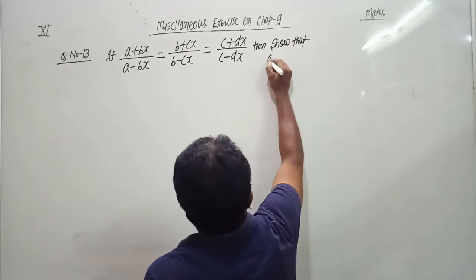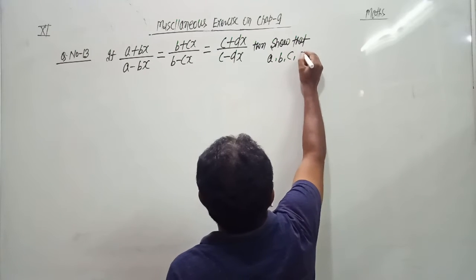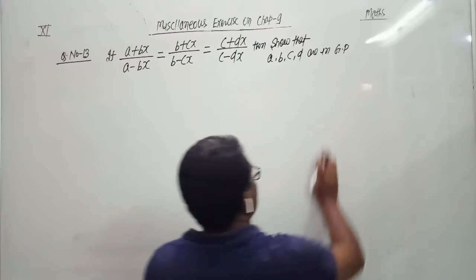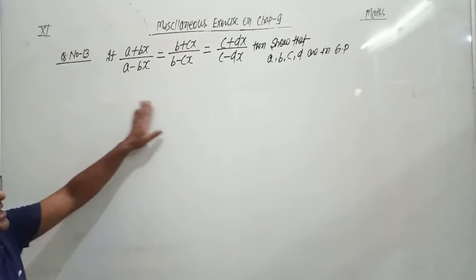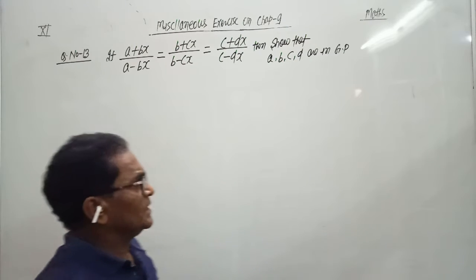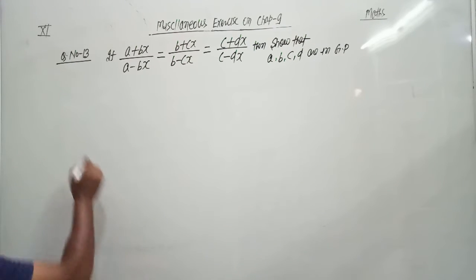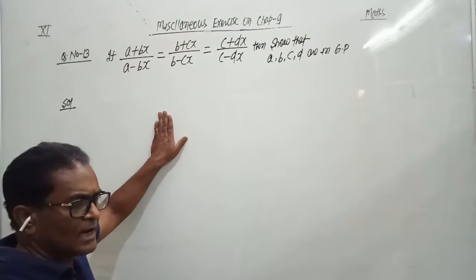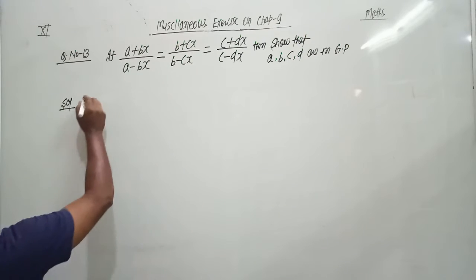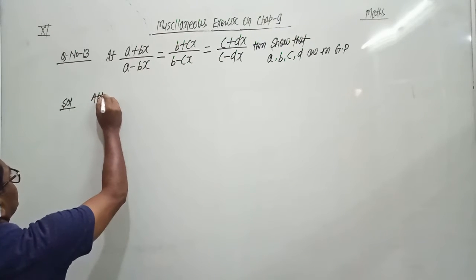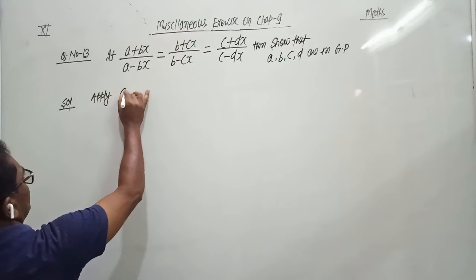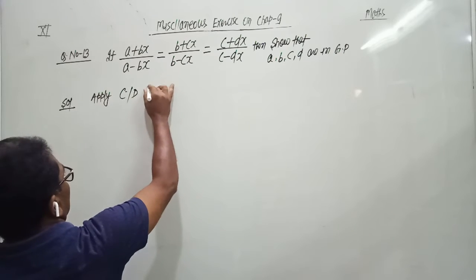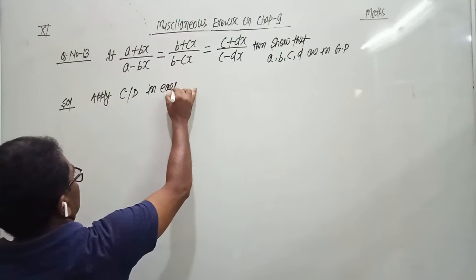Show that a, b, c, d are in GP. We have been given the constant ratio and we have to show that a, b, c, d are in GP. So apply componendo and dividendo in each of the terms.